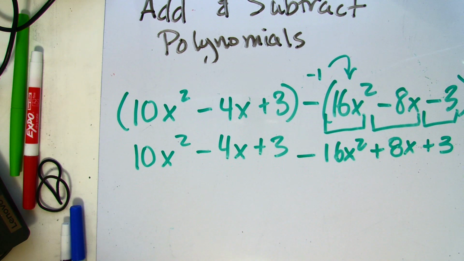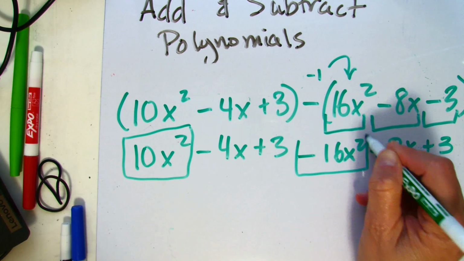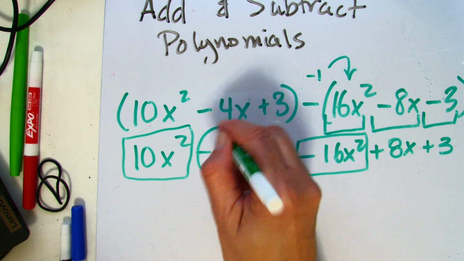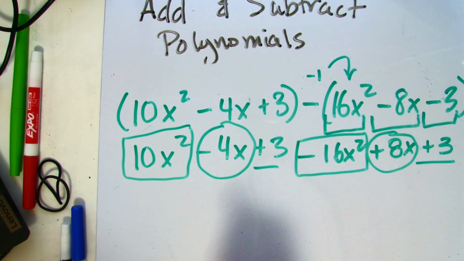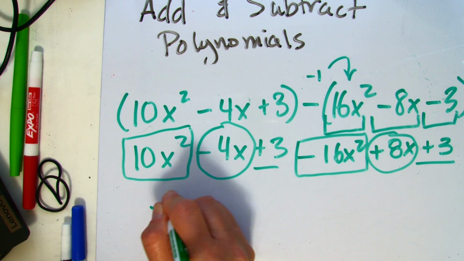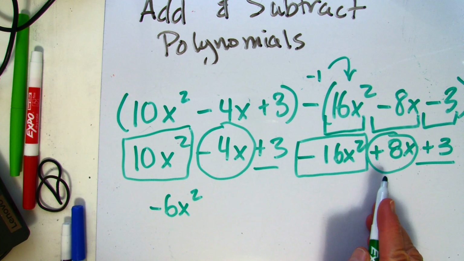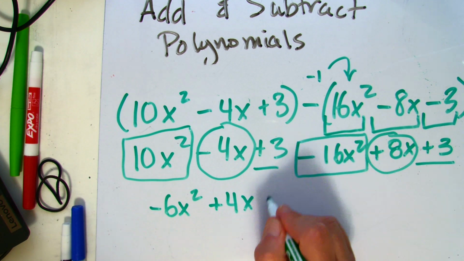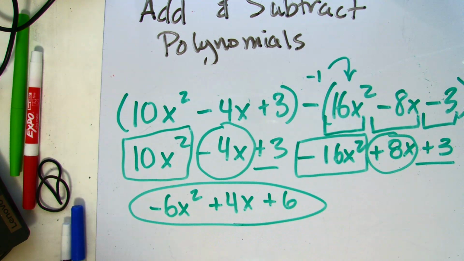Now we can combine like terms. I have a positive 10x and a negative 16x, or excuse me, x squared. I've got a negative 4x and a positive 8x, positive 3 and a positive 3. 10 minus 16 is going to be a negative 6x squared. Negative 4 plus 8 is plus 4x. 3 plus 3 is 6. And that is my simplified answer.